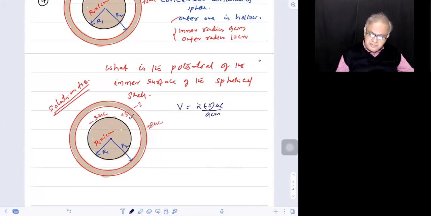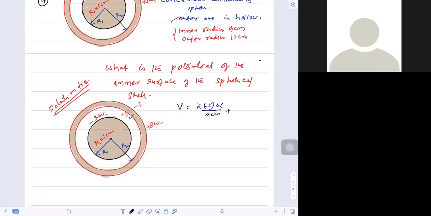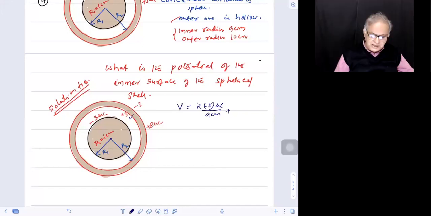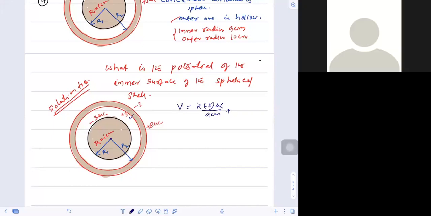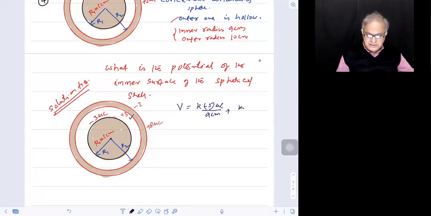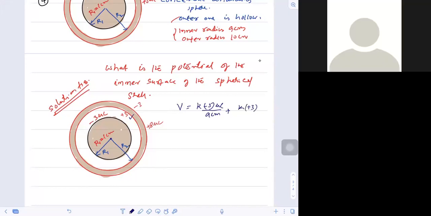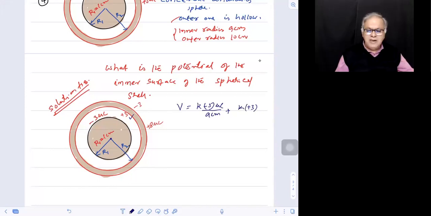For the outer one, potential due to itself, potential due to Q by itself is K into plus 3 by 9. K into plus 3 microcoulombs. Can you see what is happening? Because something went wrong here.